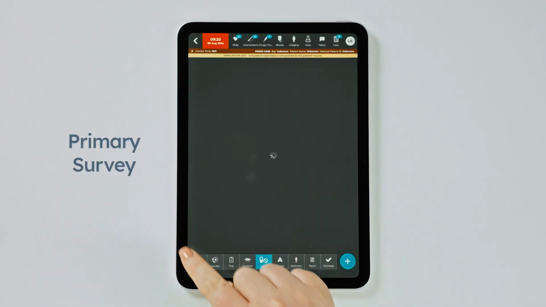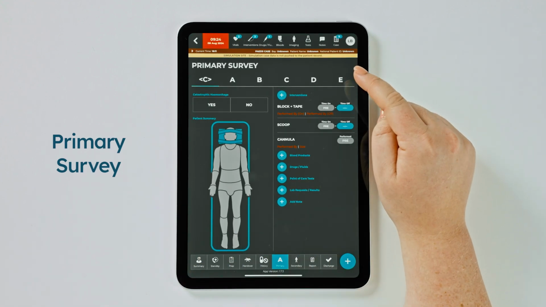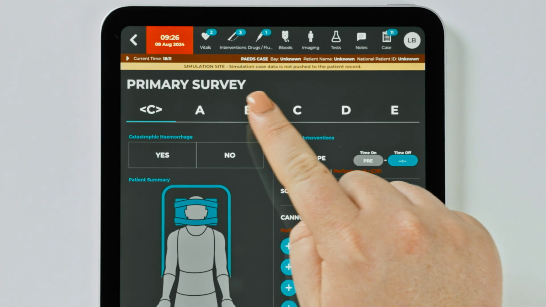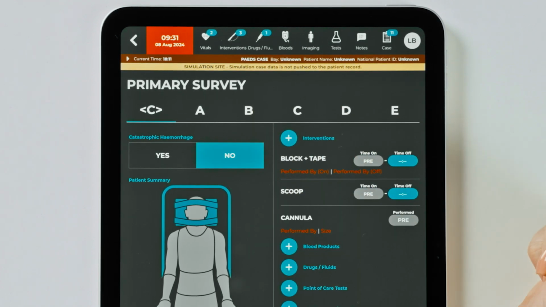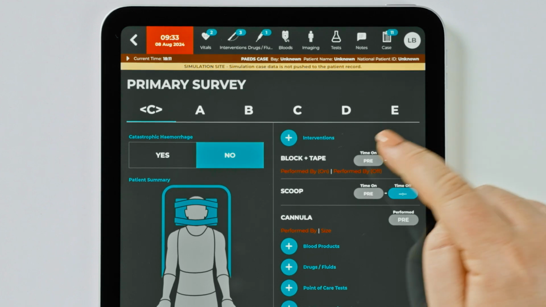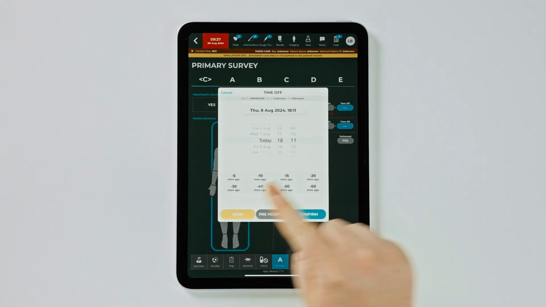The primary survey is split up into 6 sections according to the ATLS procedures. Starting with catastrophic hemorrhage, the team identified that Adam has no signs of catastrophic hemorrhage. He has been removed from the scoop so that the team can examine him better.